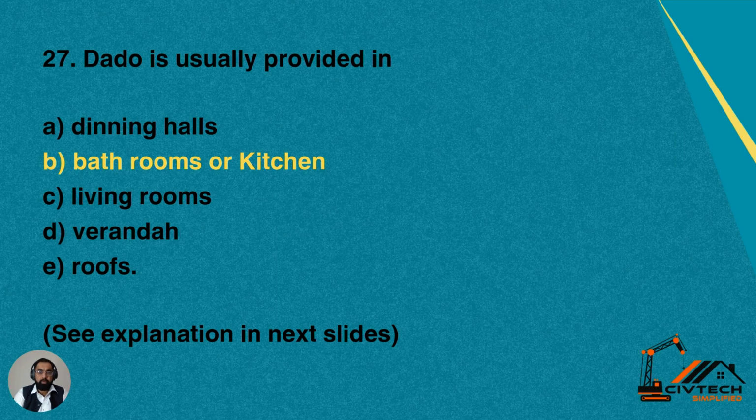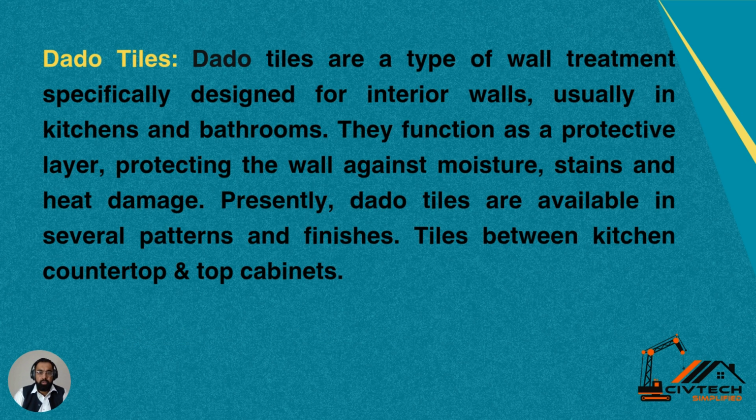Let's move on to second question for today. Dado is usually provided in: A, dining hall; B, bathrooms or kitchens; C, living rooms; D, veranda; E, roofs. So dado is normally provided in bathrooms, but we also provide it in the kitchen. So what is basically dado tiles? These are a type of tile or type of wall treatment, you can say, specifically designed for interior walls, usually in the kitchen and bathrooms.